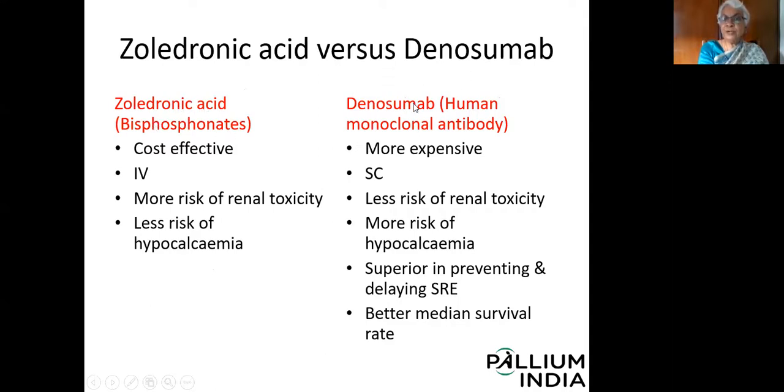So when you want to compare the drugs that are used for bone pain, that is zoledronic acid, which is a bisphosphonate, and denosumab, which is a human monoclonal antibody, you find that zoledronic acid is more cost effective. This can be given IV. It has more risk of renal toxicity, but less risk of hypocalcemia. Whereas denosumab can be given subcutaneously with less risk of renal toxicity, but more risk of hypocalcemia. And it is superior as compared to zoledronic acid in preventing and delaying the skeletal-related events, with a better median survival rate.